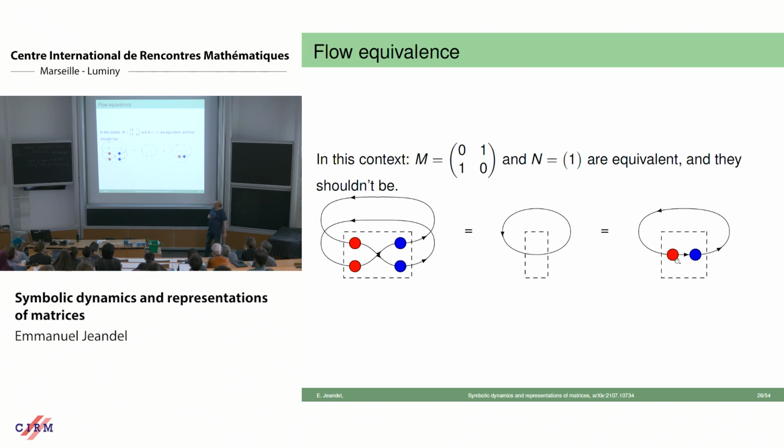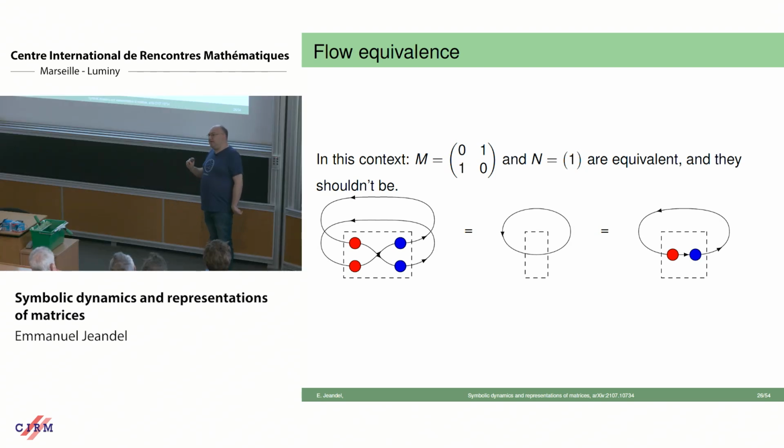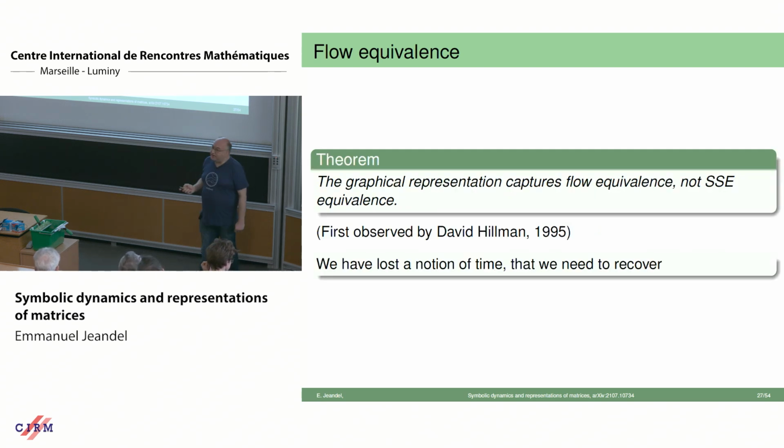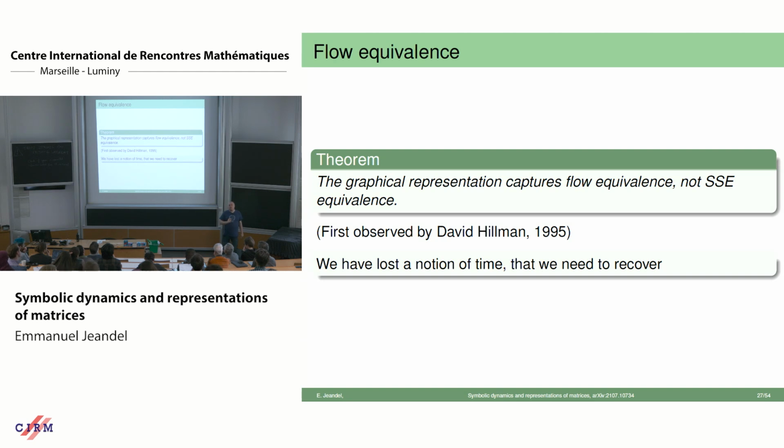So now, for everything I have done, the matrix 1, 0, 0, 1, 1, 0, and the matrix 1 can be proven to be equivalent when I use loops, which is bad. That's not what I want. But actually, if I think a bit, I say, oh, this reminds me of something I've seen when I've read articles about equivalence, that there are other notions of equivalence for matrices. And actually, what I obtain is not strong shift equivalence, it's flow equivalence, which is another notion of equivalence of matrices, which is quite well known.